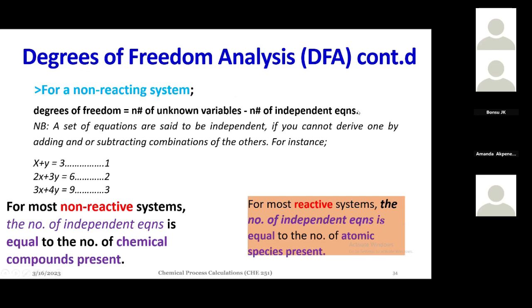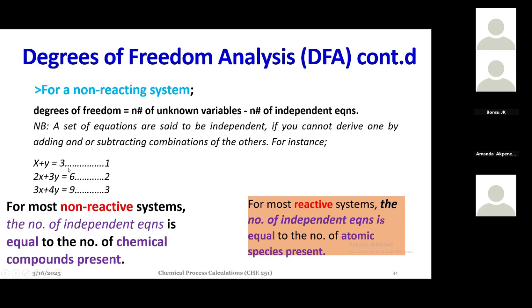So your degree of freedom is the number of unknown variables minus the number of independent equations. We can also subtract other relevant equations we have too, but they are all embedded in the number of independent equations. We are using independent equations here because you might end up getting some of the equations interlinked, or you can find some of the equations embedded in other equations.